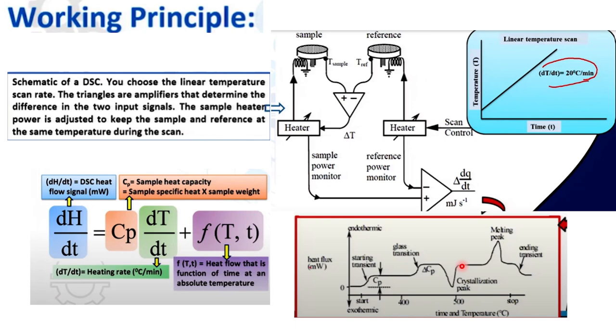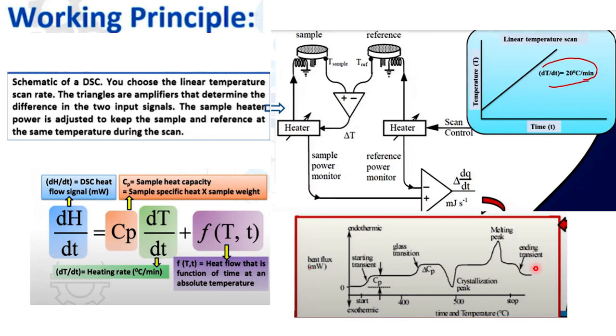And after crystallization, when the crystals melt, obviously to melt the crystal from an agglomerated or more arranged state to an unarranged state, it will require heat to melt the crystalline particle, and it is an endothermic process. That's why you are getting this peak, and at the end you are getting an ending transient.